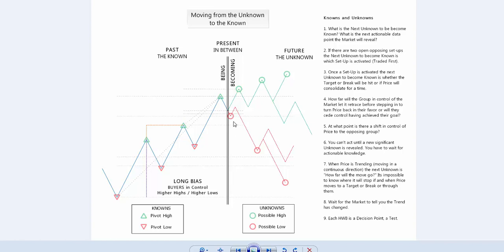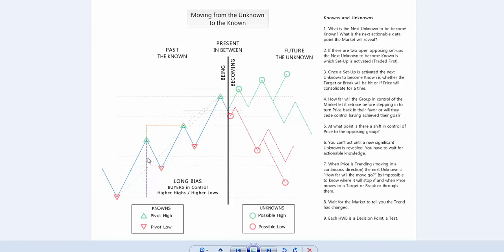What we're doing inside of a market is we're going from what we can see is a pattern of measured moves and taking it into the present, and based on these patterns, trying to make projections about what the new opportunities could be. Okay? So what is the next unknown to become known? What is the next known to become known?